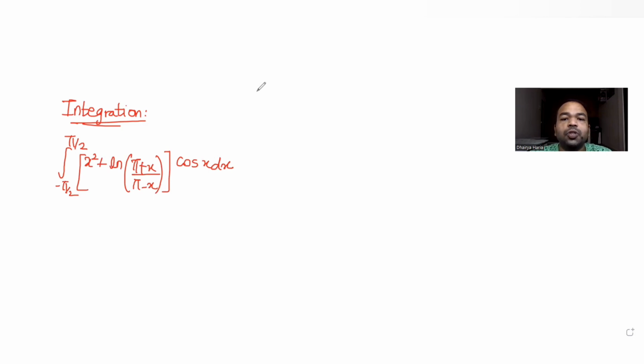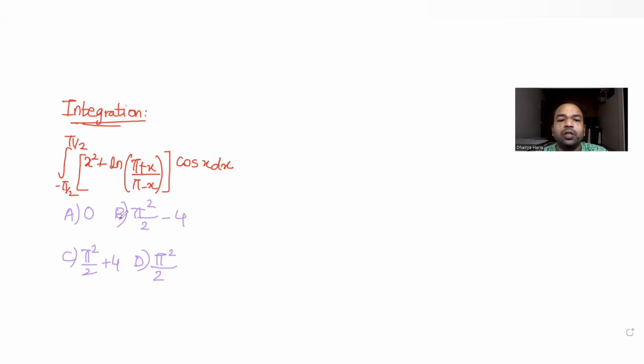And there are four options given to us. Let's see that as well. The first option is 0. The second option is pi square by 2 minus 4. The third option is pi square by 2 plus 4. And the last option is pi square by 2. So these are the four options given to us. We need to find which one of them is the correct one. So let's understand the solution here.